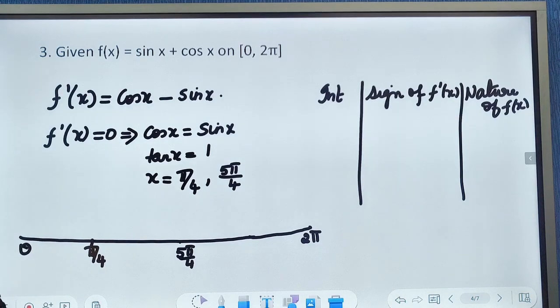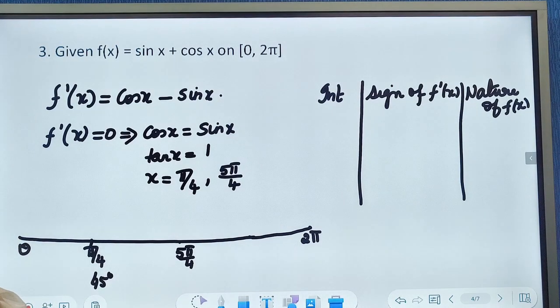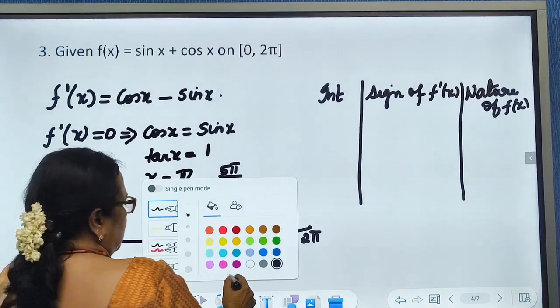Now 0 to pi by 4. Pi by 4 is like 45 degrees, right? So I can choose 30 degrees, which is pi by 6. So let us look at f dash of pi by 6.